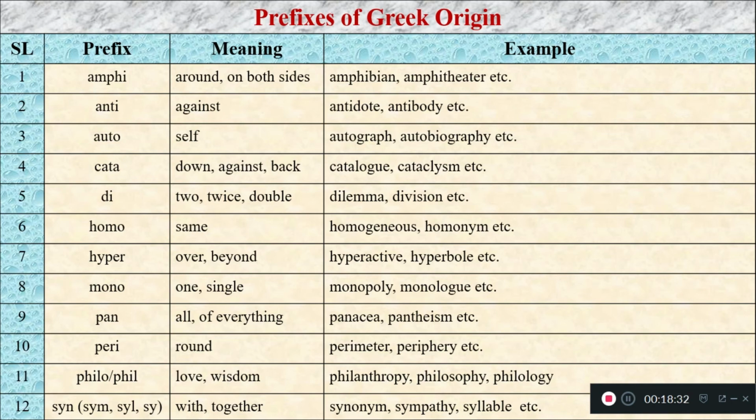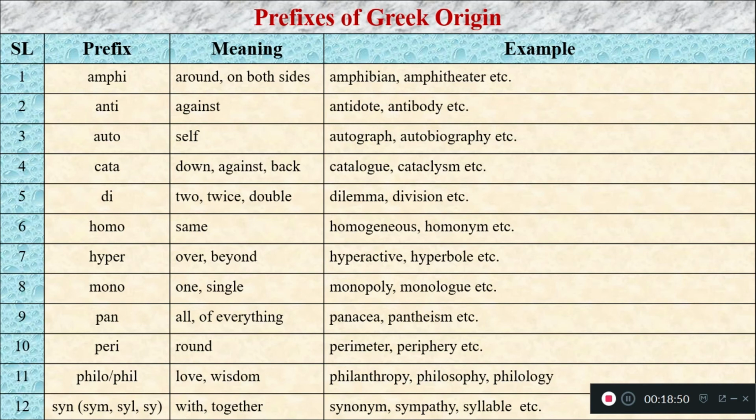Next, mono, which means one or single. For example, monopoly means complete control of the supply of a particular good or service, or a company or group that has such control. Monologue means a long speech by one person.